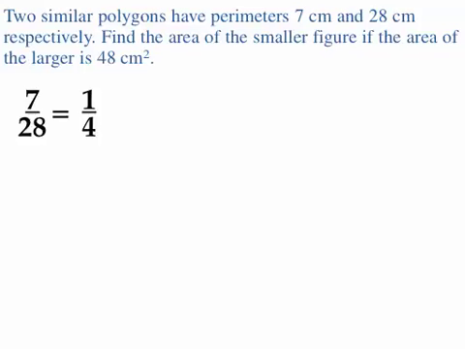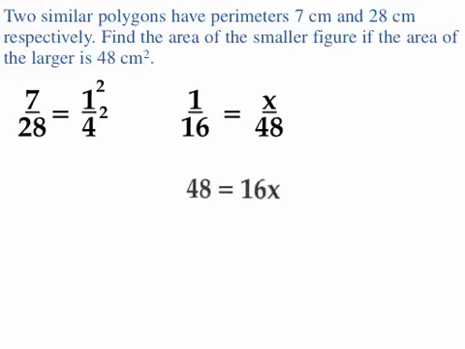Now I need to find the ratio of the area. Remember, to do so, I square both 1 and 4. Well, 1 squared is 1, and 4 squared is 16. So the ratio of the areas would be 1 to 16. Now I'm ready to set up a proportion to find the area of the smaller figure. So 1 over 16 equals x over 48. X is the area of the smaller figure. 48 is the known area of the larger figure.